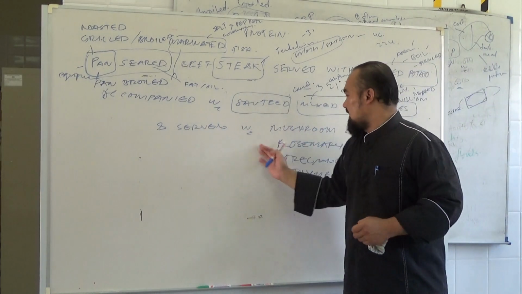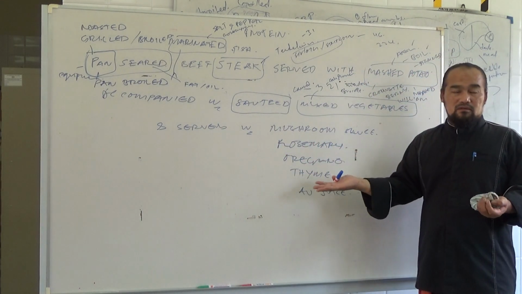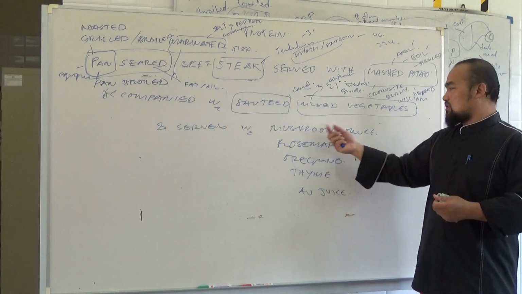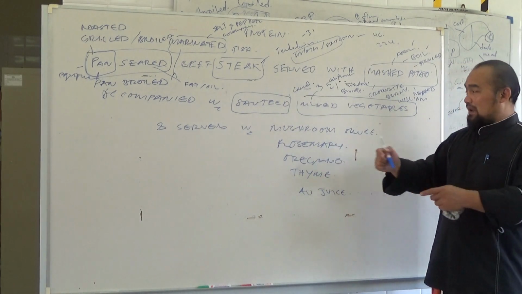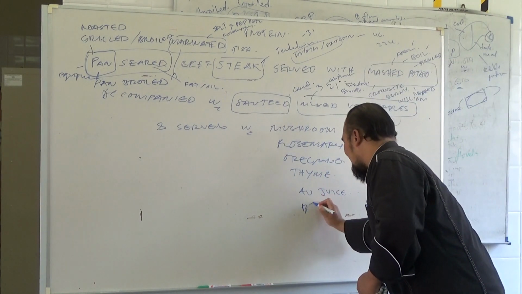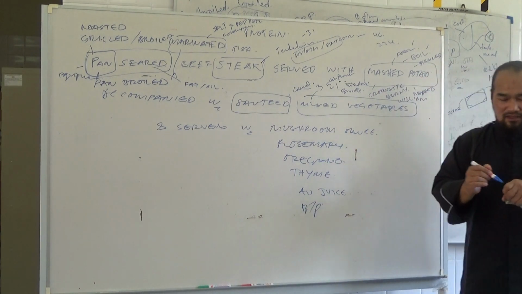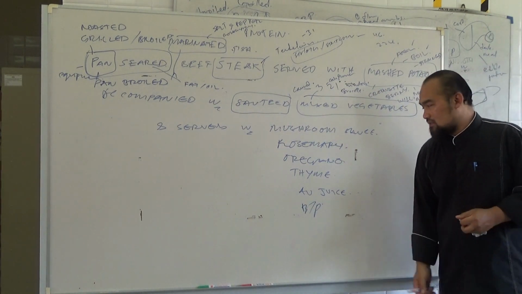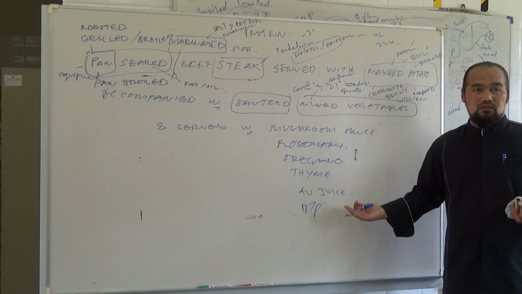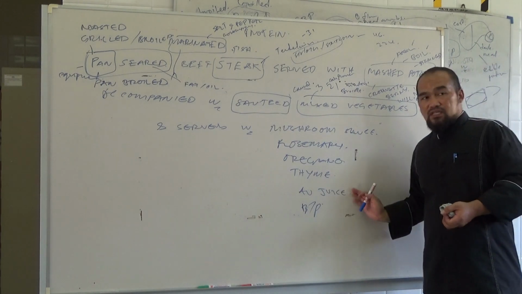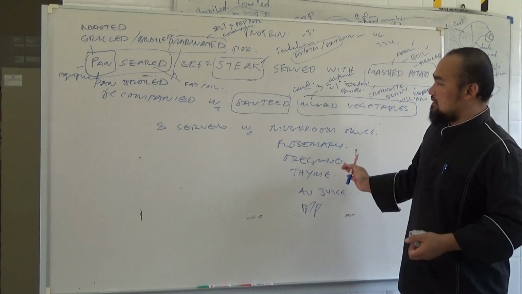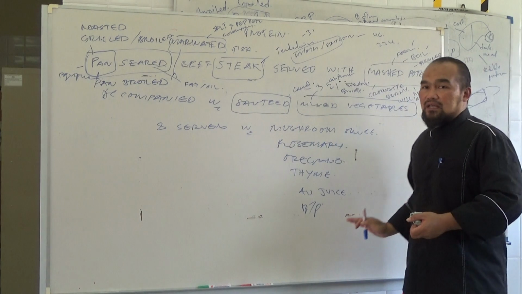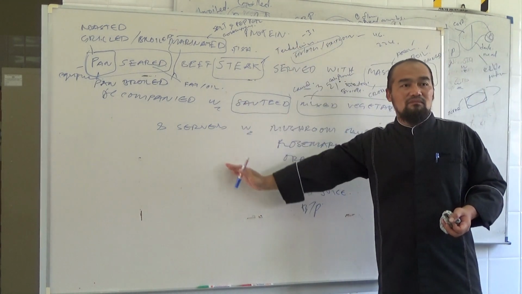Okay, and serve with your choice of sauces. We have mushroom sauce, rosemary sauce, black pepper sauce. Okay, the most popular one in Asia is black pepper sauce. Oregano, thyme, au jus, or we call it jus lie. Okay, so this will become our menu for today.